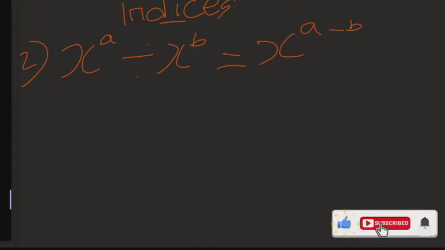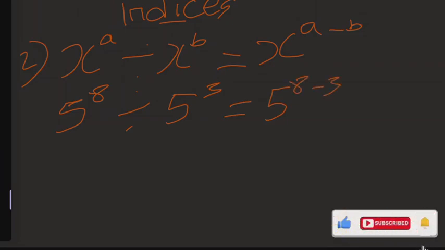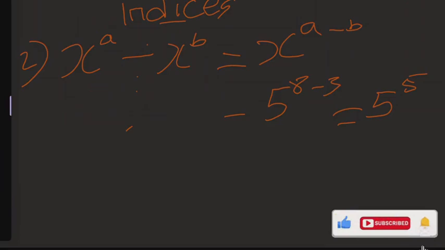So let's take an example. If we have 5 raised to the power of 8 divided by 5 raised to the power of 3, this is equal to, based on the law, picking one of the bases, 5 raised to the power of 8 minus 3, and that is equal to 5 raised to the power of 5. We can go ahead and simplify that as well, but basically this is just what we want to show here. So we're done with this. Let's move on to the next law.